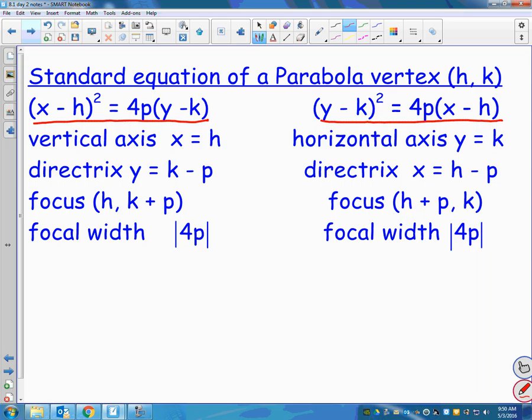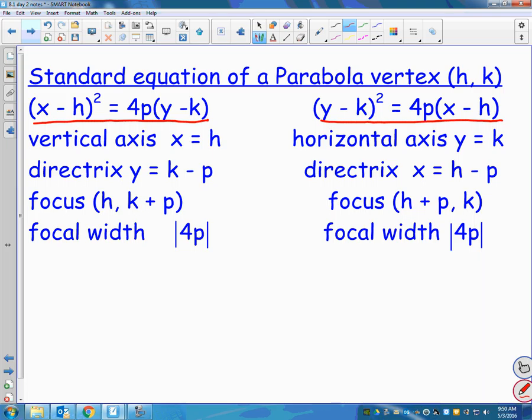And then, do not feel like you have to memorize all of this stuff, because it's the same idea: your directrix will be P units away from your vertex in the opposite direction, right? So instead of just being negative P, it's k minus P. Your focus, if it's opening up or down, will still be up P units, or down if it's negative P units. So again, all we're doing is moving the focus P units away, and your focal width is still 4P.